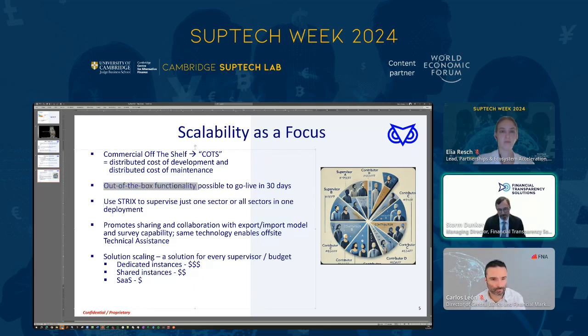It's scalable in the sense that we can rapidly deploy it. The out-of-the-box functionality can go live with surveys in 30 days. Strix can be used to supervise just one sector, such as banking, or it could be all sectors under the sun, FATF, so FIs, DNFBPs, maybe 40, 50 sectors in total. Strix is being used in about 100 different risk models at all of these different clients, spanning FIs and DNFBPs already.